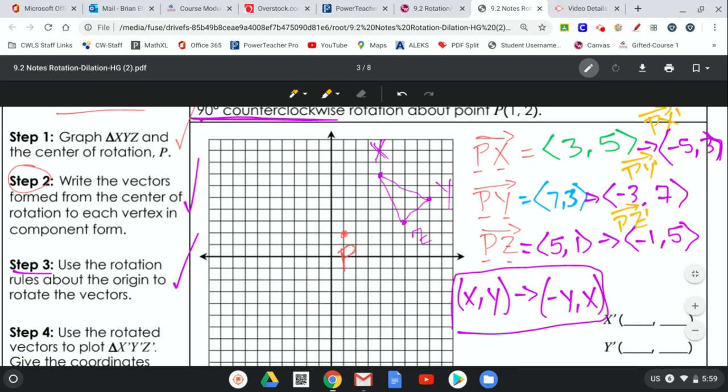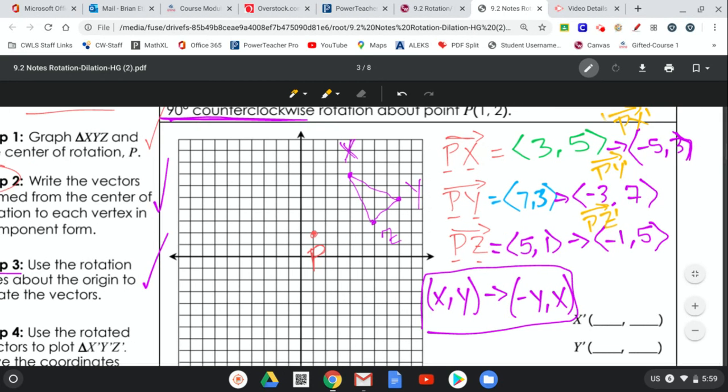Okay, this last one. So P to x prime is going to be this one right here. So we are going to move negative 5. So we're going to move 1, 2, 3, 4, 5. And we're going to go up 3. 1, 2, 3. That is going to be our coordinate for x prime. I'm going to write that on the other side. So that's the coordinate for x prime right there.